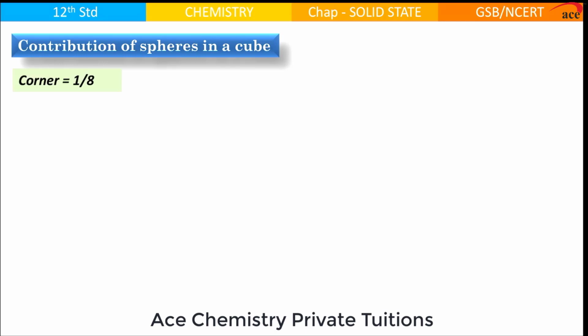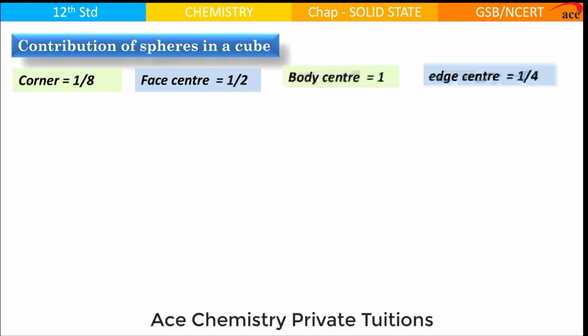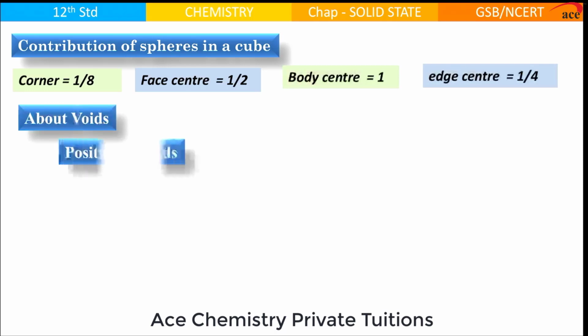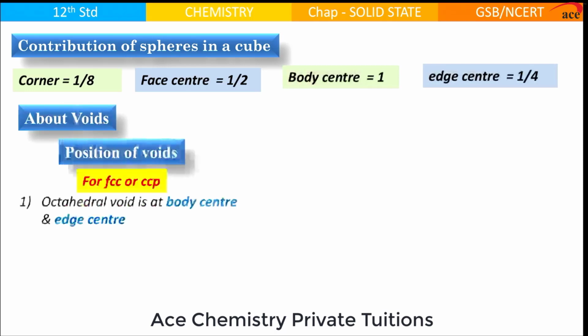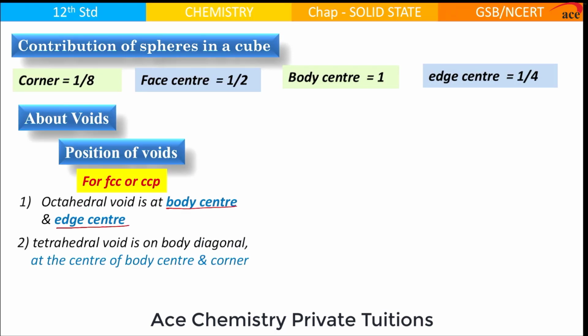Then you are aware a corner contributes 1/8 to the cube, a face center contributes 1/2, a body center contributes 1, and an edge center contributes 1/4. About voids, position of voids. Where is the octahedral void present? It is present at the body center and edge center. Where is the tetrahedral void present? It is present on the body diagonal.